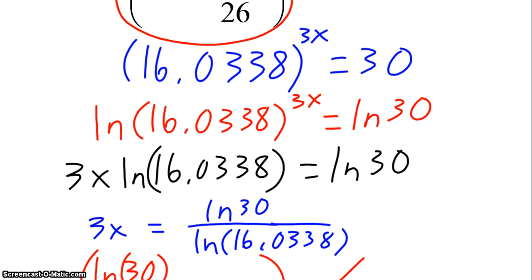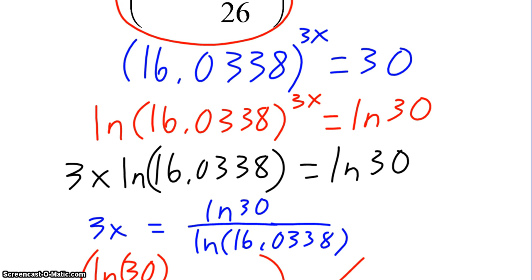You could have changed this into log base 16.0338 of 30 equals 3x. Or you could use common log. Again, as long as you get the right answer in the end, there are many ways in which you can solve this log equation. I chose natural log.